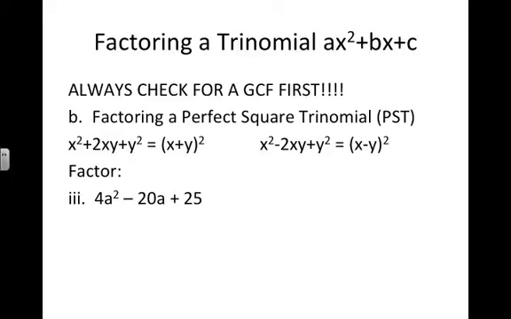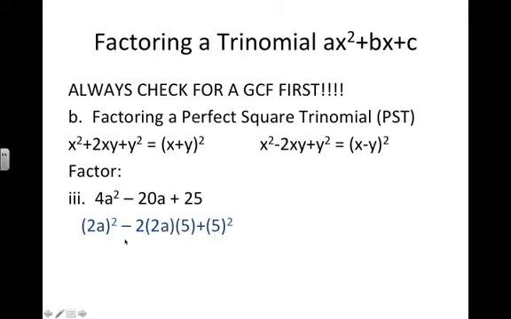Okay, this one's a little more complicated. Just glance and make sure there's not a common factor. 4 and 20, well, we could bring a 4 out, but 25 messes that up. So this one may take a little bit more to notice that this actually works. 4a squared can be written as 2a, the whole thing squared. 25 is 5 squared. Okay, so if the middle term fits, then this is a perfect square trinomial.